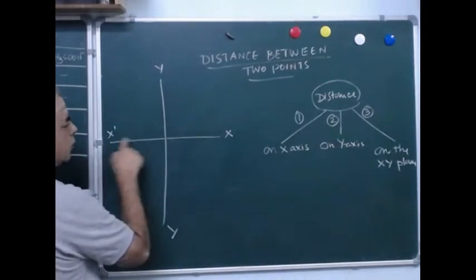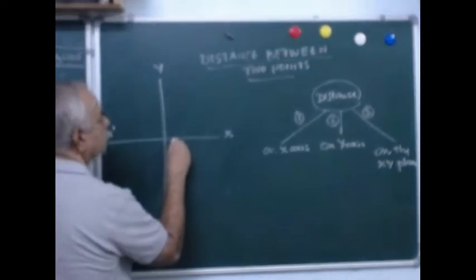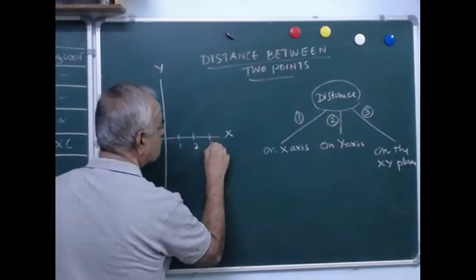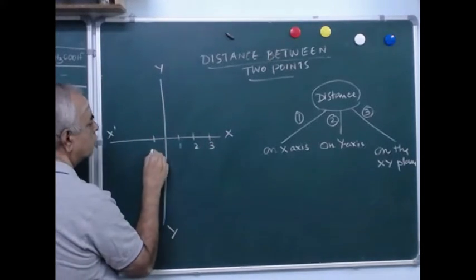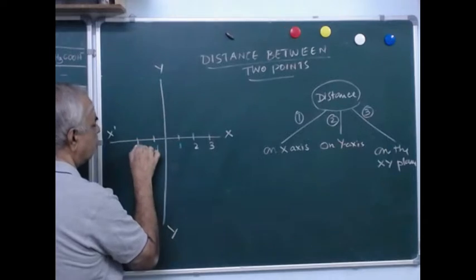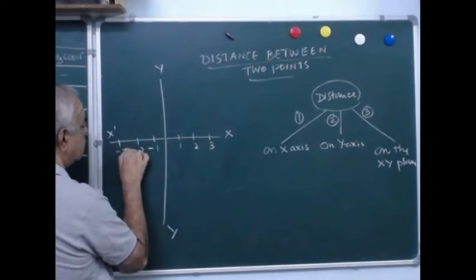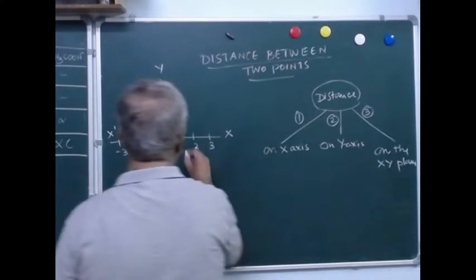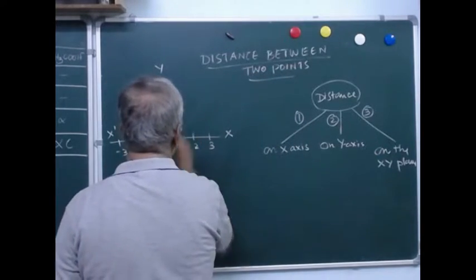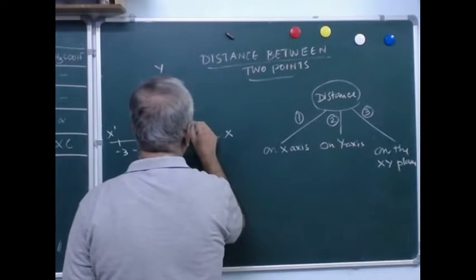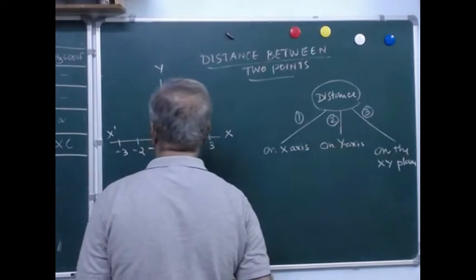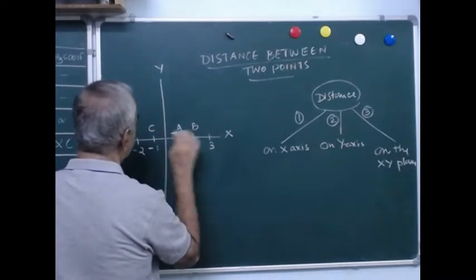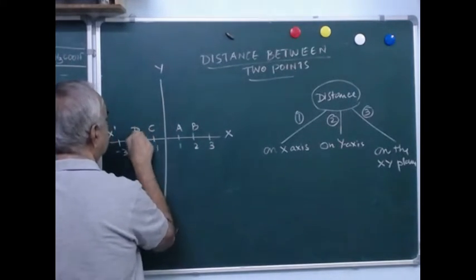So let us consider this x-axis. Here you have 1, this is 2, this is 3. What about this? This is -1, -2, -3. Now let me indicate various points. This is A on the x-axis. This is B. This is C. All are on the x-axis only. This is D.